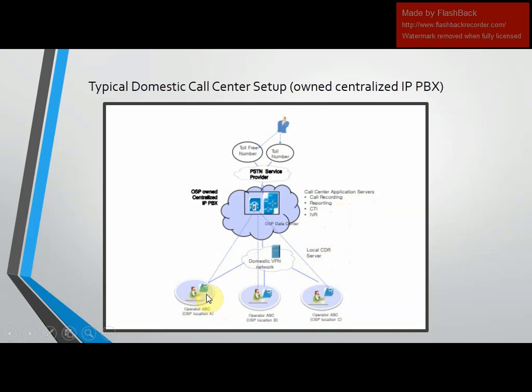Let's say for example ABC or anyone is sitting at location A, then here comes the operator ABC or somebody else sitting at location B, and here comes the operator ABC or anybody else sitting at location C. So this is the actual setup of a domestic call center.